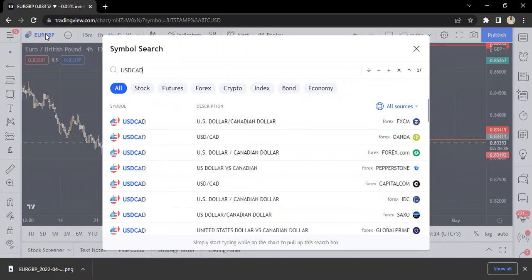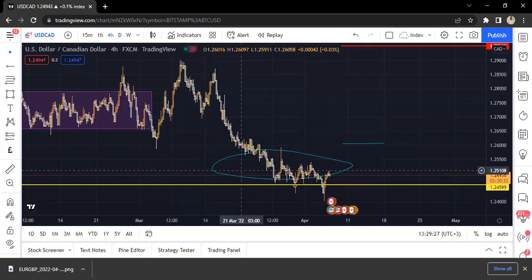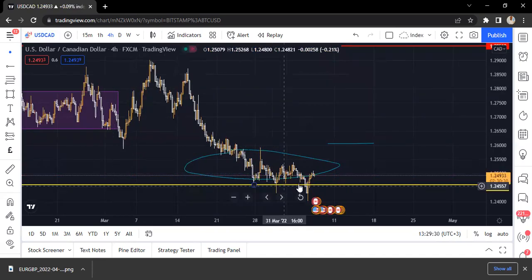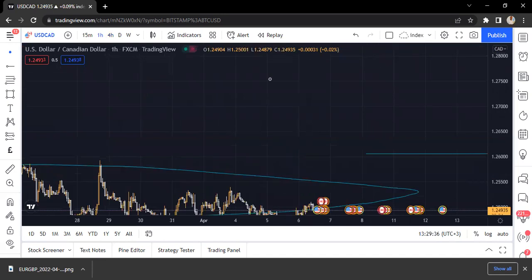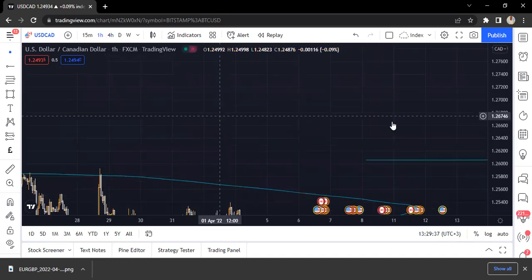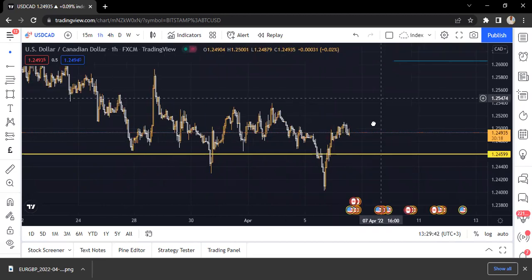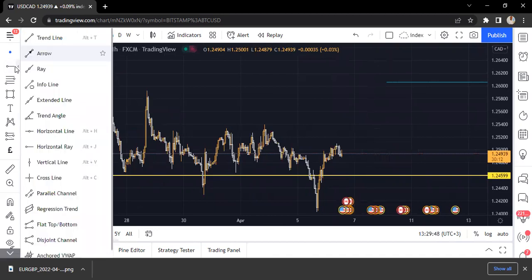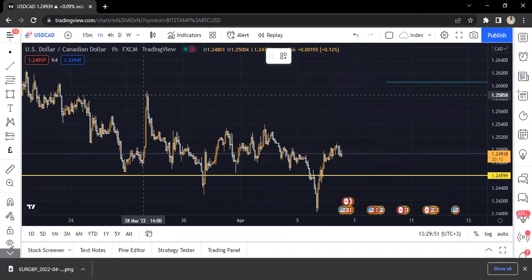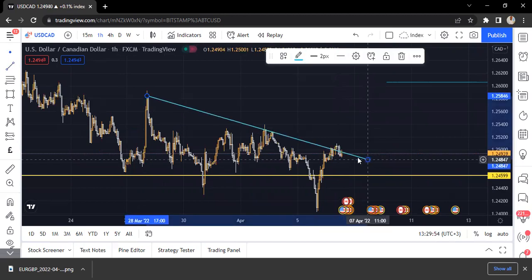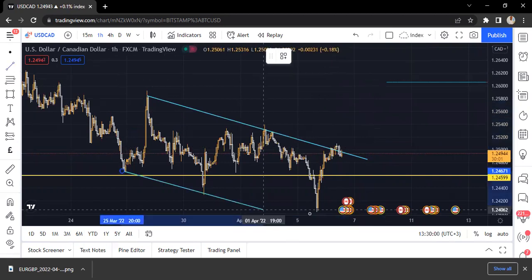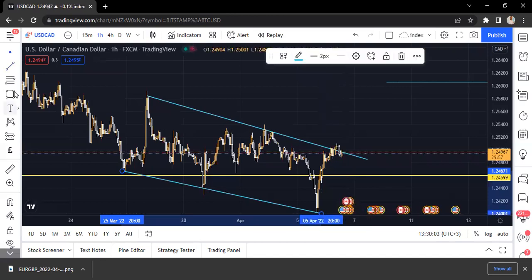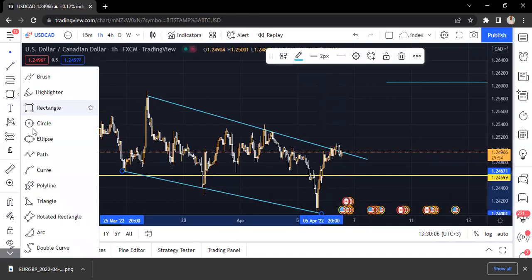On USD CAD, this is a very important level that we've been looking at. What I'm hoping to see here, let me just quickly expand this and delete this. I'm not usually doing this, but let me just say, looking at a trend line here, and see if the market is going to break out of this structure. If the market does break out of this structure, let me show you how we're expecting this to happen.